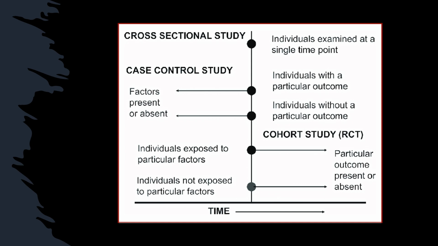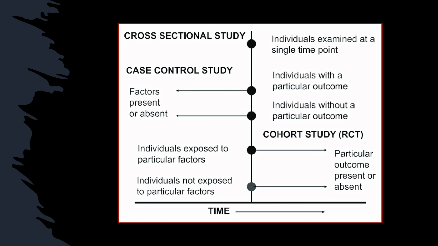The second type of study we have on this diagram is a case control study wherein you have two groups, the case group and the control group. And these are individuals with a particular outcome in case of the case group, and then individuals without a particular outcome in the control group. And they were looked back in their history to see whether they had any factors present or absent. So that's in terms of their exposure.